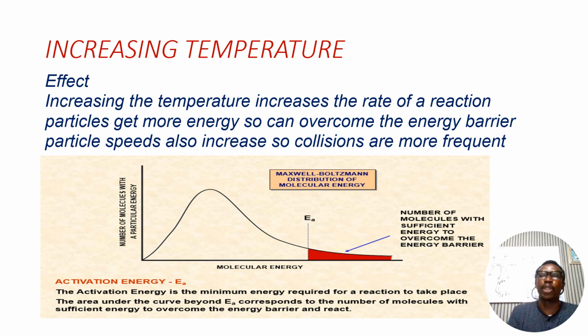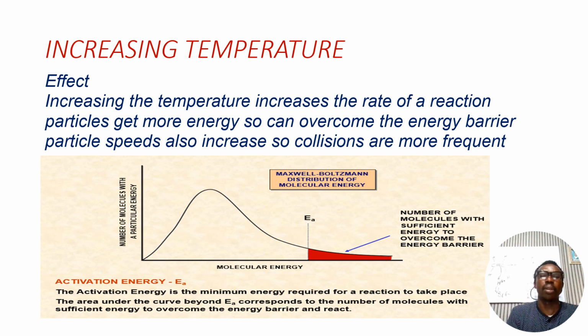Increasing the temperature increases the rate of a reaction. Particles get more energy, so they can overcome the energy barrier, which is the activation energy. Particle speeds also increase, so collisions are more frequent. Now, if you look at what we have here, this is the Boltzmann distribution curve that is used to explain the effect of temperature on the rate of reaction.